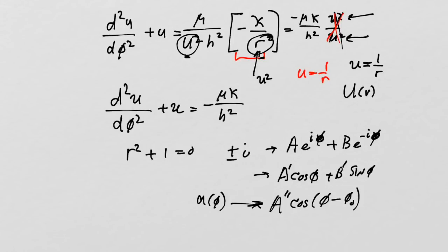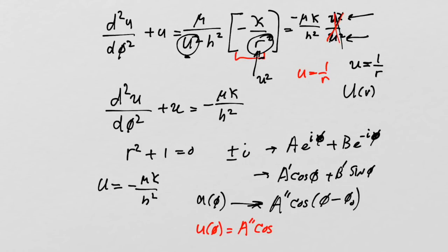But then we have a particular solution also, because remember we have this force here, right? So there's an inhomogeneous term, but that inhomogeneous term, in this case, we know, because we remember from our elementary differential equations, is just the function u equals minus mu kappa over h squared. It's a constant, right? If mu equals that, it's a constant, so the second derivative is 0, so this term goes away, and then you just have that equals that, right? So that's easy. So the total solution is going to be u of phi is A double prime cosine.